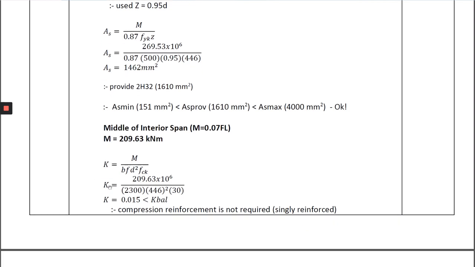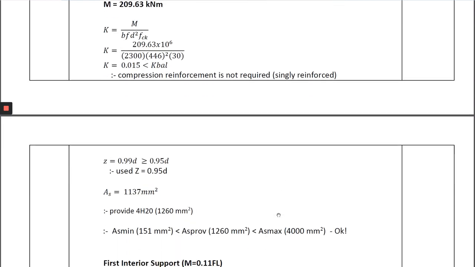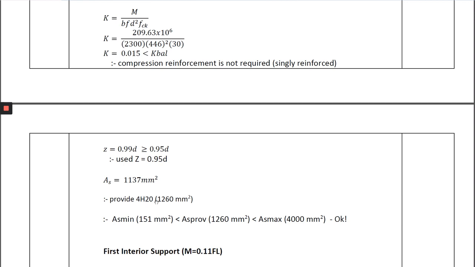Second one, at the middle of interior span here is the difference. We already know that although it is a flange section, because the condition of M is less than MF, we design as a rectangular, using a rectangular method to design. Then you have to use a BEFF for the interior span, which is 2300 here. So I'll get the answer, compression reinforcement is not required, therefore the beam is singly reinforced. So I'll get the answer for H20 1260 millimeter squared, in between AS minimum and AS maximum.